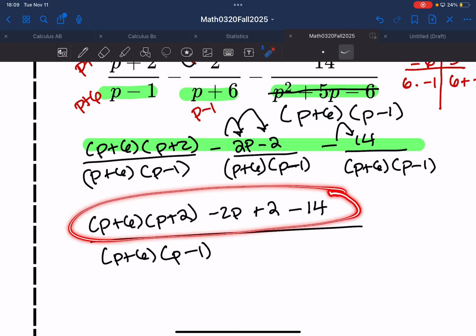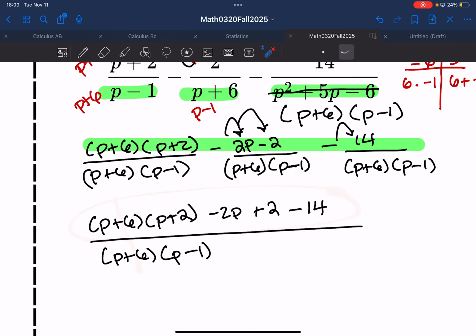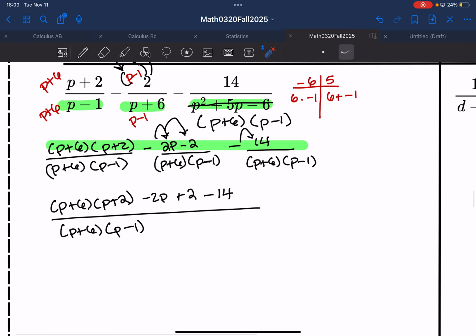No, we have minus 2p plus 2 minus 14. So since it's not all multiplication, we can't simply cross this out. Okay? So again, this would be different if this was saying times negative 2p times positive 2 times negative 14. Because it's not simplified. Correct. So we can't continue until we simplify that numerator, which means, yes, we do have to FOIL those two parentheses on the top.